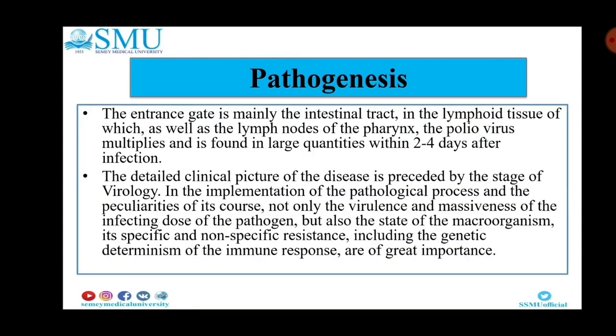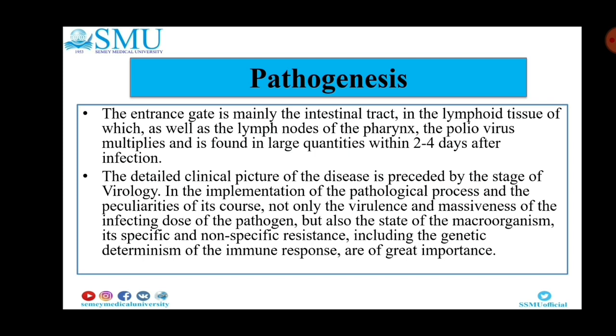Pathogenesis. The entrance gate is mainly the intestinal tract, in the lymphoid tissue of which, as well as the lymph nodes of the pharynx, the poliovirus multiplies and is found in large quantities within 2-4 days after infection. The detailed clinical picture of the disease is preceded by the stage of viremia.